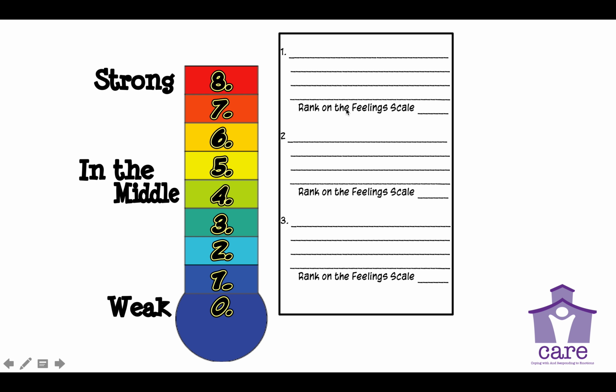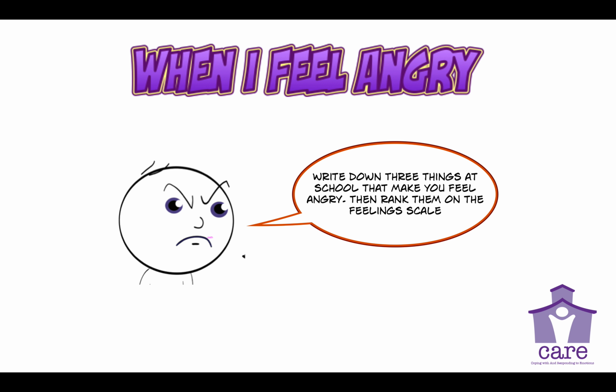And so after students have written those down, have them rank that feeling on their feeling scale, where 0 would be like they're hardly worried at all, and then 8 would be like the most worried they've ever been. And of course, if you have time, feel free to have students share as they feel comfortable. Once students have finished with worried, you can move on to angry.